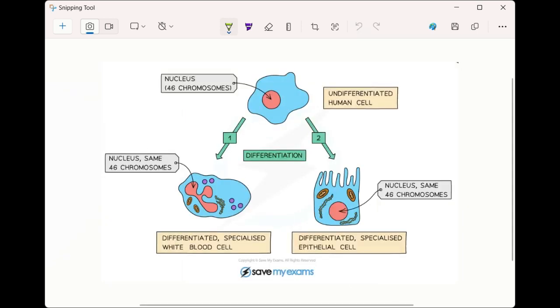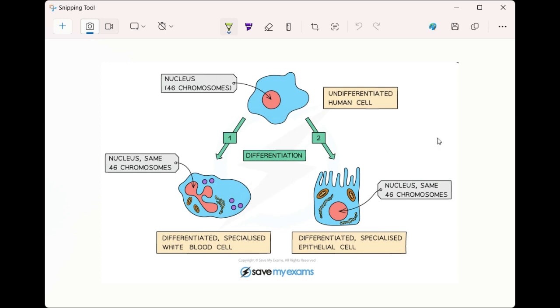So cells can differentiate to make other kinds. Cells can differentiate to become specialized cells, which are just cells with special functions. For example, a white blood cell or an epithelial cell. Animal cells only specialize at the beginning of their life, so as a baby, for example, whereas plants can do it throughout their entire life.